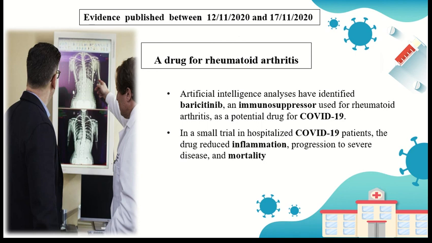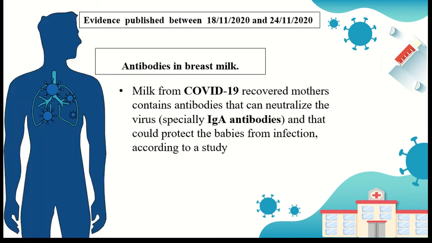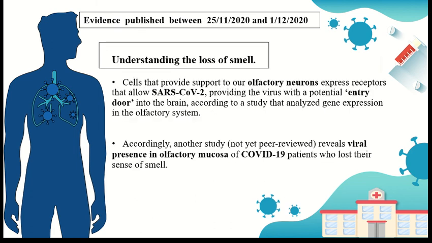A drug from rheumatoid arthritis. Artificial intelligence analysis has identified baricitinib, an immunosuppressor used for rheumatoid arthritis, as a potential drug for COVID-19. And in a small trial in hospitalized COVID-19 patients, the drug reduced inflammation, progression to severe disease, and mortality. While breast milk from COVID-19 recovered mothers contains antibodies that can neutralize the virus, especially IgA antibodies, and that could protect the babies from infection, according to a study.